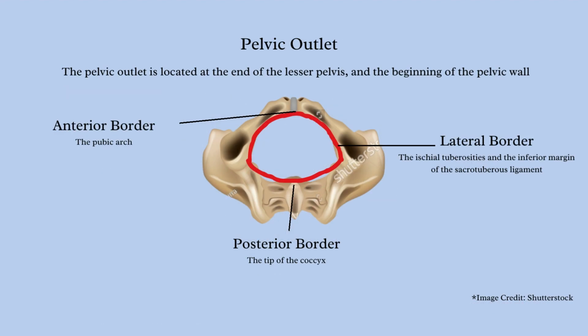Moving on to the pelvic outlet. The pelvic outlet is located at the end of the lesser pelvis and the beginning of the pelvic wall. It has three borders: the anterior border, or the pubic arch; posterior border, the tip of the coccyx; lateral border, the ischial tuberosities and the inferior margin of the sacrotuberous ligament.